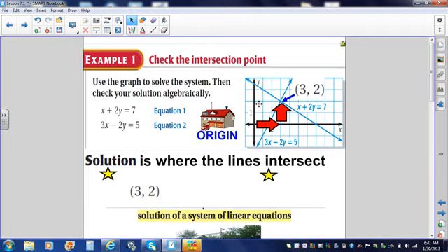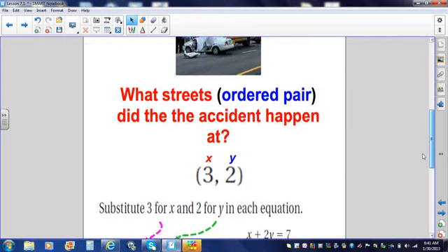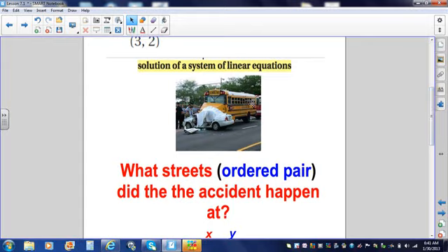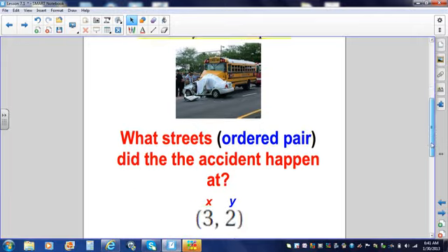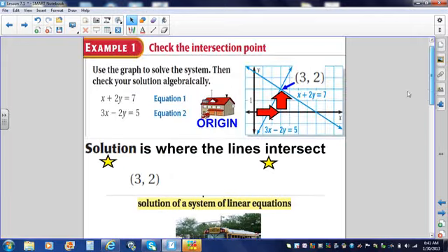Notice that the two linear equations intersect, or they cross over, or they touch each other right here at 3, 2. So the question you ask yourself is, oh my gosh, we had an accident. The solution for a system of linear equations is simply what streets or what ordered pair did the accident happen at. In this case, the accident happened at 3, 2.